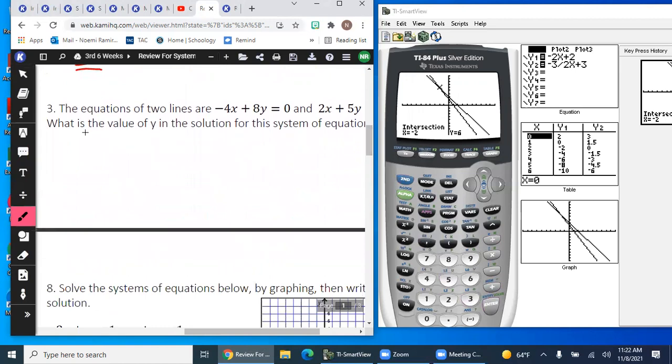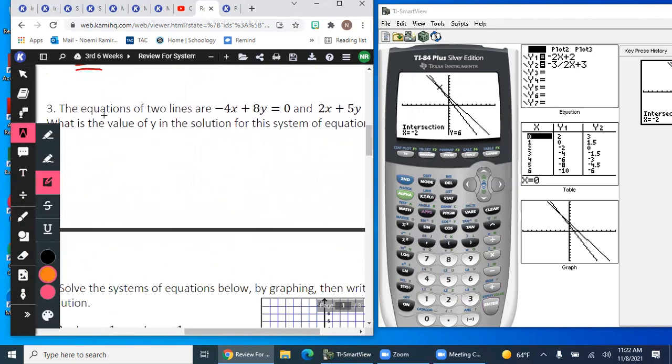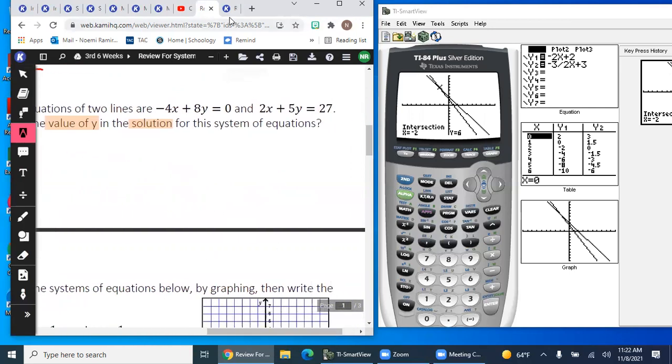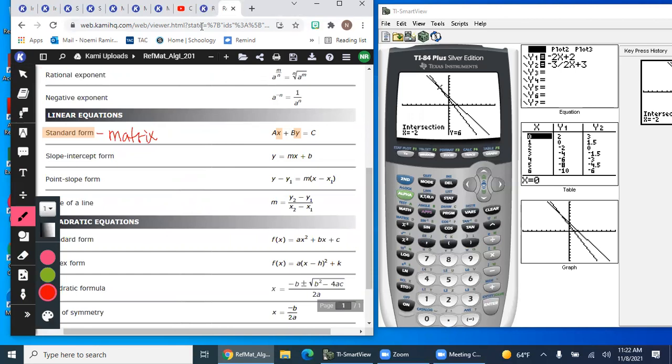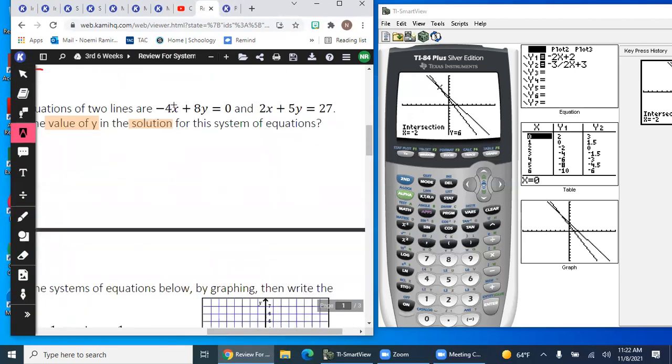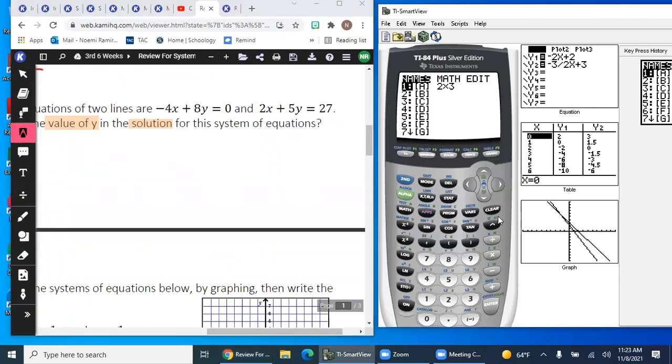Number 3, what is the value of y? So I don't just need the solution to the system. I specifically need the value of y. Now I do notice that both of those equations, once again, are in standard form where x and y are on the same side. So if you could remember the steps to matrix, it'd be easy.